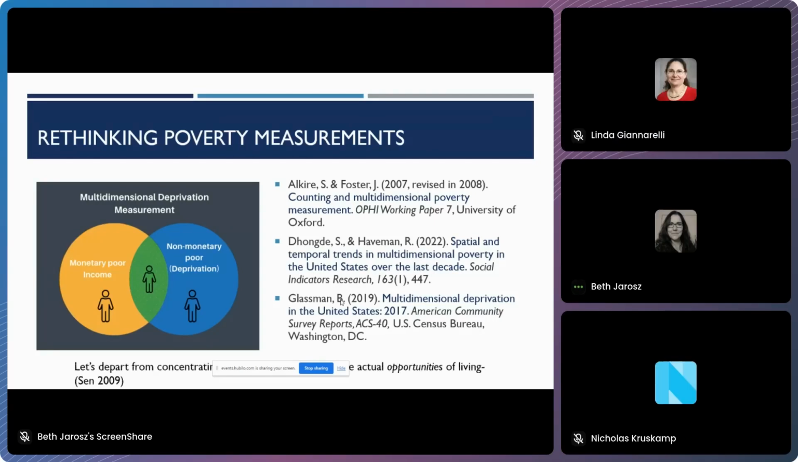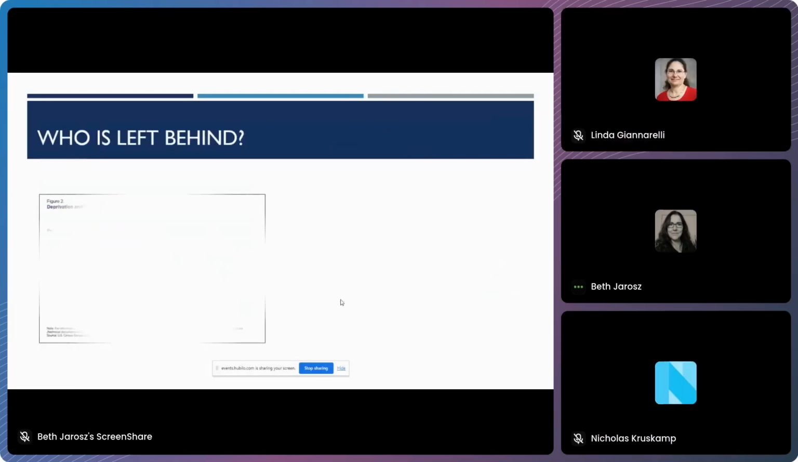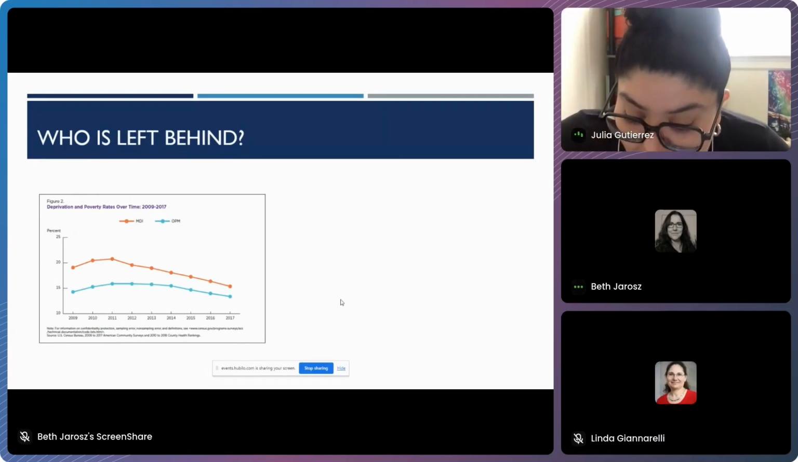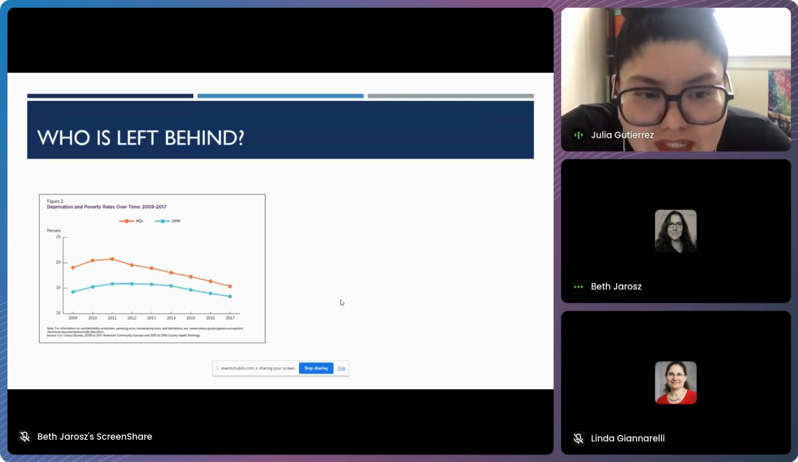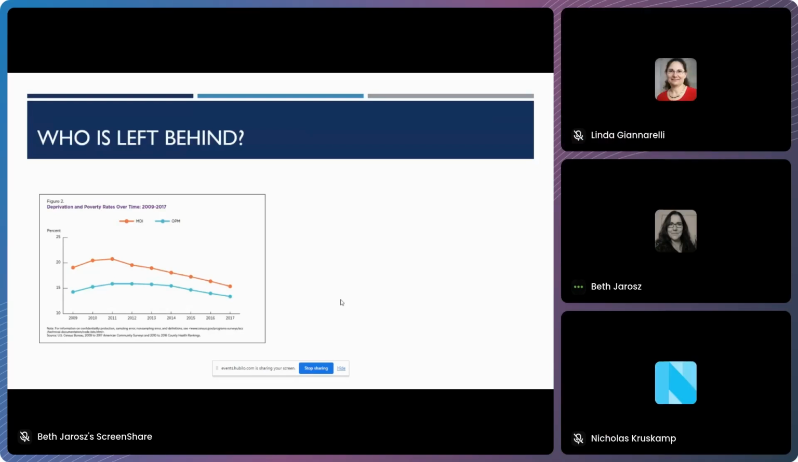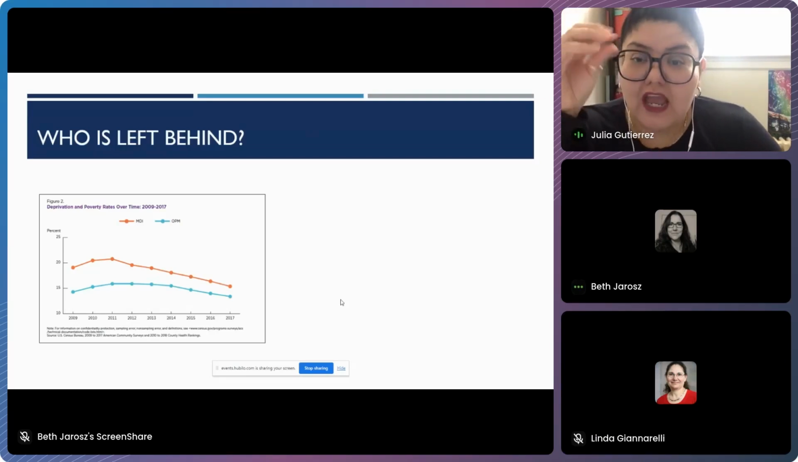So who is left behind when we are only focusing on official poverty measurements? Here I have two graphs that were published in 2019 that do a comparison between, I'm sorry, I think it's really small, I don't know if you can see it, but it's a comparison between the official poverty measurement and the multidimensional deprivation measurement in orange.